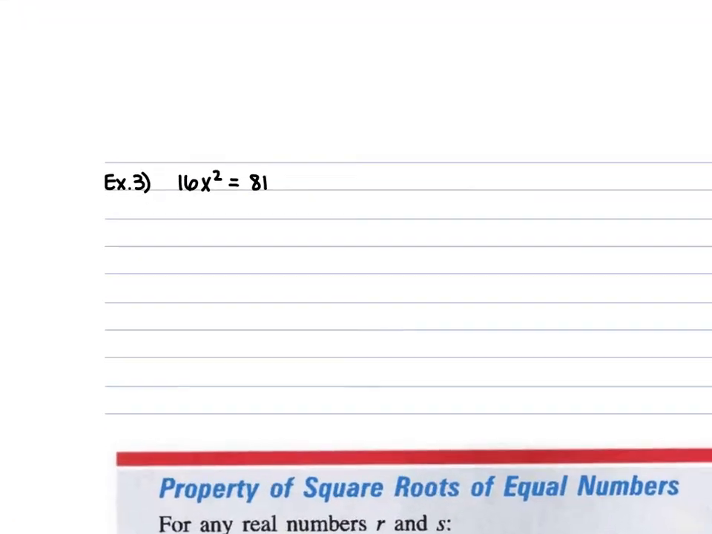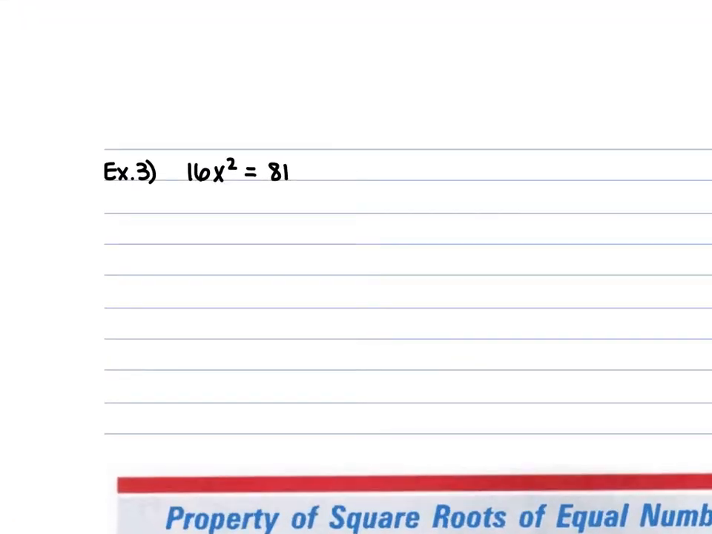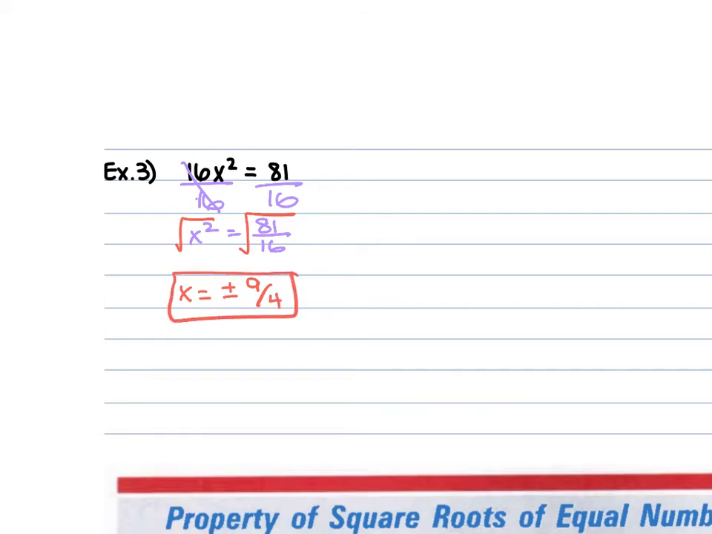For example 3, we have 16x squared is equal to 81. So we're going to start by dividing each side by the 16. So x squared is equal to 81 over 16. We're going to take the square root of both sides. So x is equal to plus or minus 9 over 8. Or 9 over 4, I'm sorry. 9 over 4. Not dividing by 2. What times itself is 16.